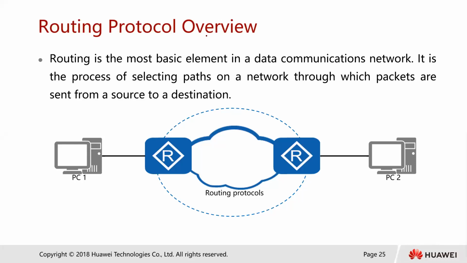So we also have the routing protocol overview. Routes are classified into types like network segment routes, host routes, direct routes, indirect routes, unicast routes, multicast routes, dynamic routes, static routes, basically depending on the nature of routing. And routing is one of the most basic elements in a data communication network, because now we are looking at the same network segment. But what happens if I need to go out of that compound and go to another network segment? Then routing plays a very critical role. So it is a process of selecting paths on a network through which packets are sent from one source to the destination.